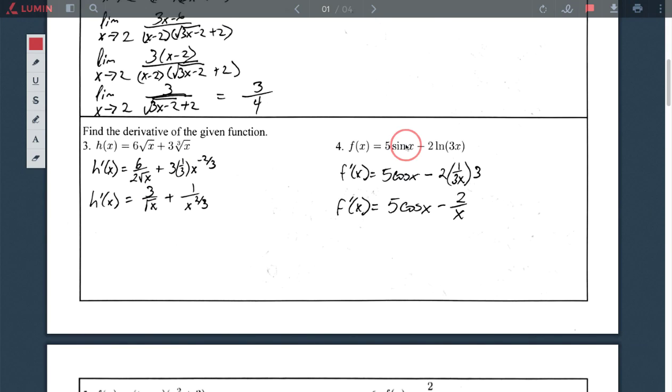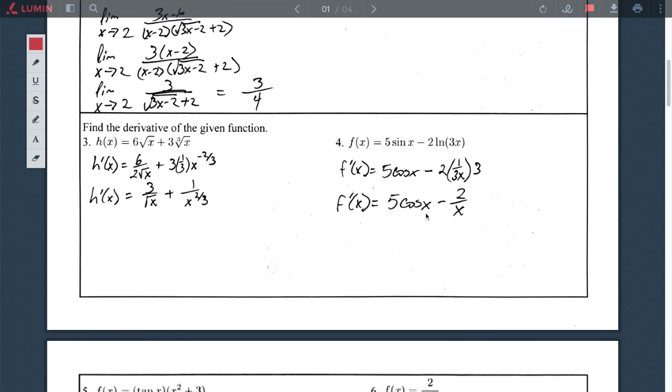4, derivative of sine is cosine. Here, the coefficient stays, so the 2 stays. The derivative of the natural log is 1 over the inside times the derivative of the inside. So the 3's cancel here, leaves me with just 2 over x. So our derivative here is 5 cosine x minus 2 over x.